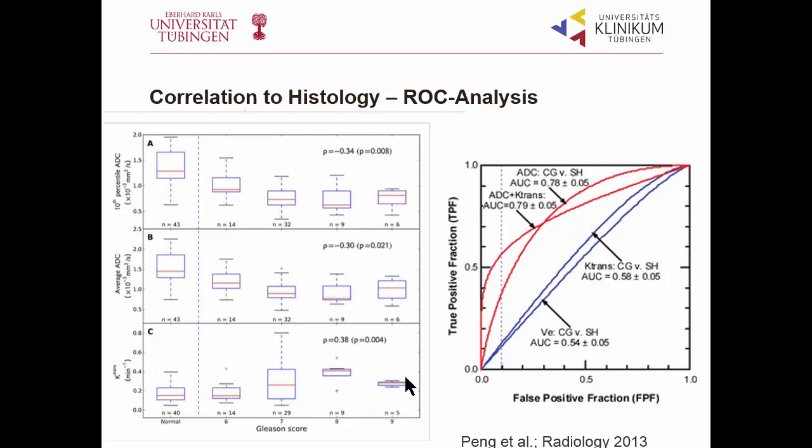We can see that the more aggressive the tumor, the higher the Gleason score, the higher the K-trans. And the same goes for ADC. The more dedifferentiated a tumor is, the lower the ADC. But the correlation of ADC to Gleason appears to be somewhat more precise than for DCE. And this is also data from the meta-analysis, also showing that when combining perfusion and diffusion, we get a more sensitive analysis, however, at the cost of a reduced specificity with increased false positive findings.